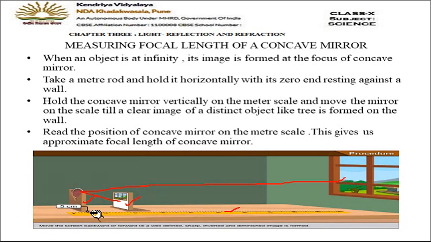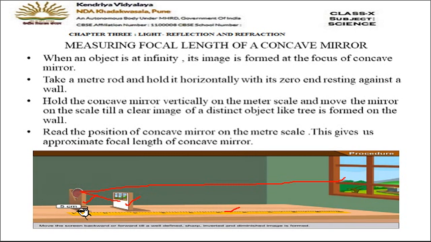As soon as we get the clear image on the screen, we'll hold the positions. Suppose the mirror is kept at 5 centimeters, and at 10 centimeters on the screen you get the clear image, that means 10 minus 5. So what is the focal length of the concave mirror? The focal length will be 5 centimeters.